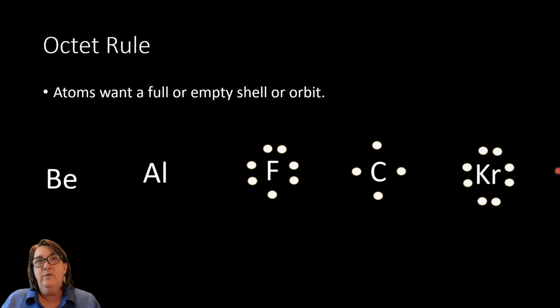I look at fluorine. Fluorine has 7. Is it easier to bring in 1 or to get rid of 7? It's going to be easier to bring in 1.